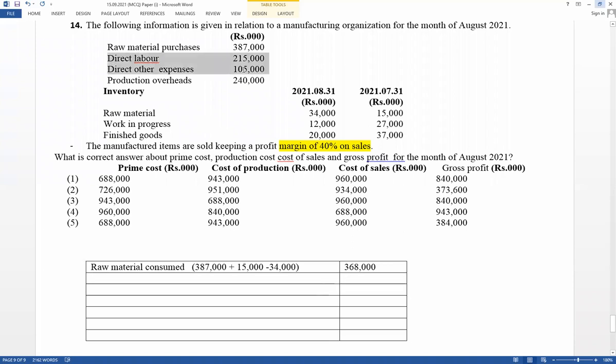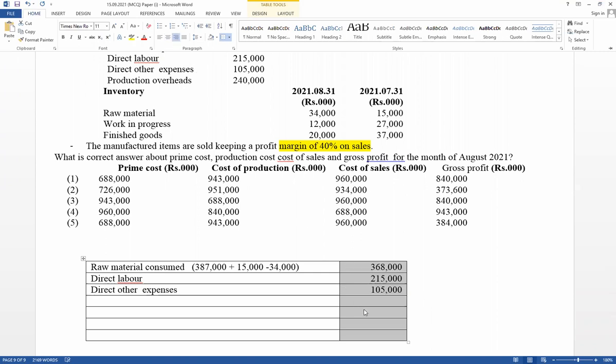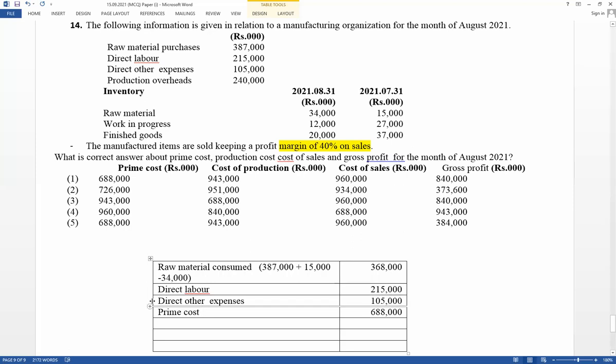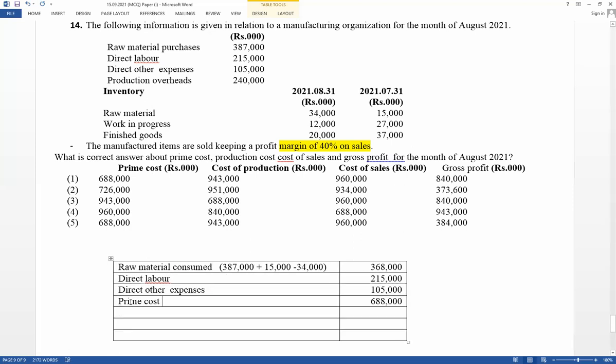Then try to calculate prime cost. Take the total value: 368,000 plus 215,000 plus 105,000. Therefore, 688,000. This is the prime cost. Therefore, record the prime cost value as 688,000.